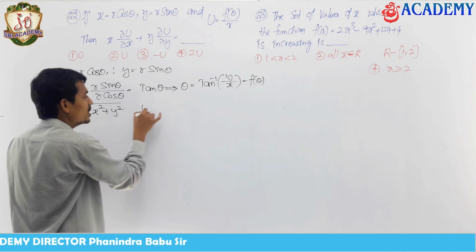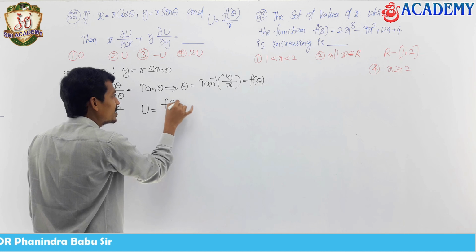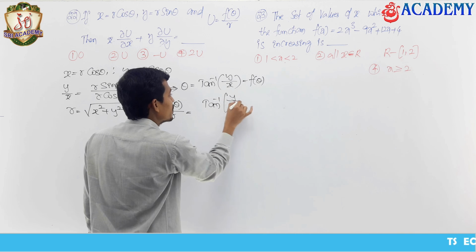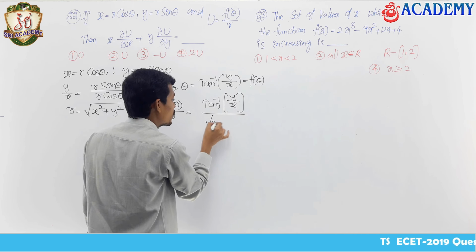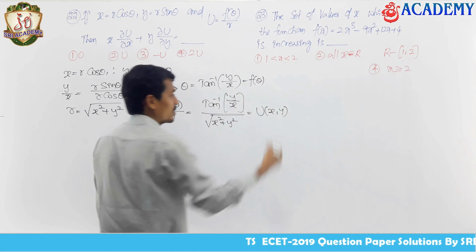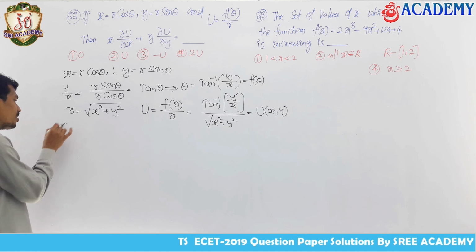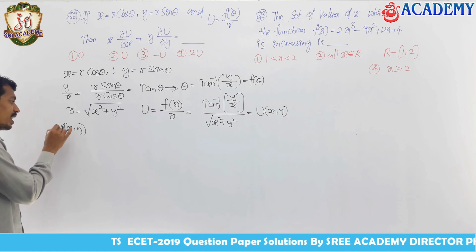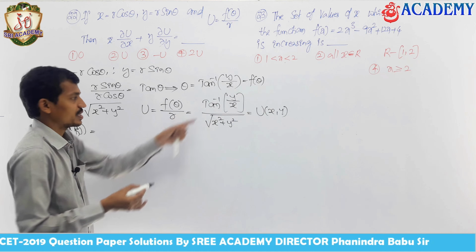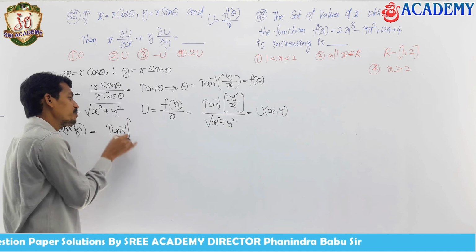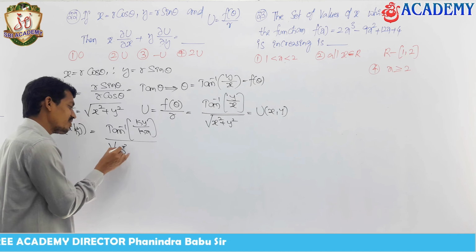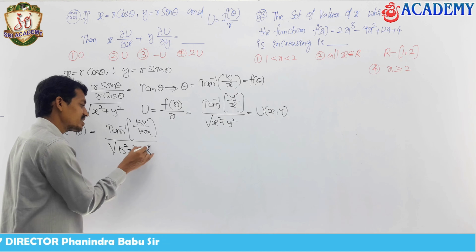From here u equals f of theta divided by r is given. f of theta is nothing but tan inverse of y divided by x, divided by r, which is nothing but root over x square plus y square. So indirectly this function is defined in x and y. Here I am writing u of x comma y. In place of x I am writing kx, in place of y I am writing ky. If you write that, it is tan inverse of ky divided by kx, whole divided by root over k square x square plus k square y square.